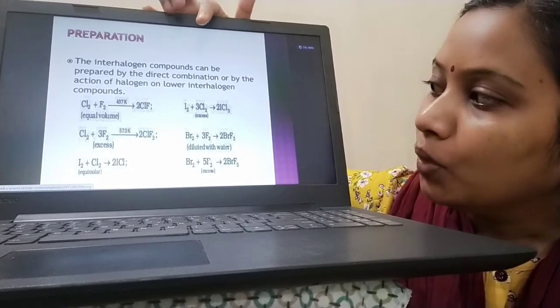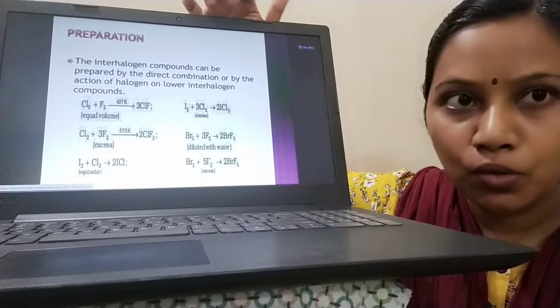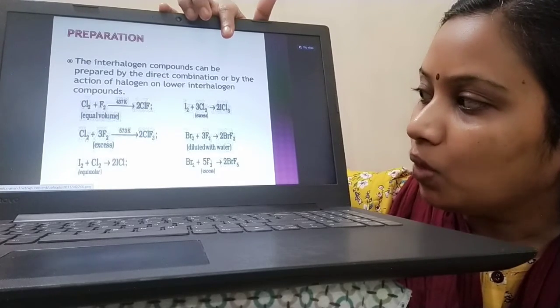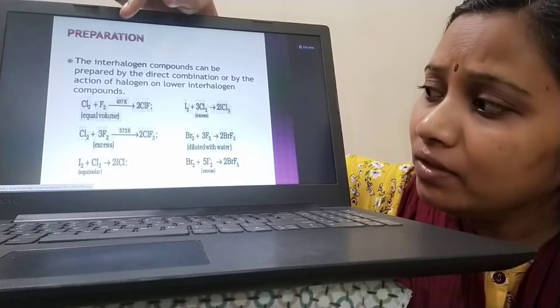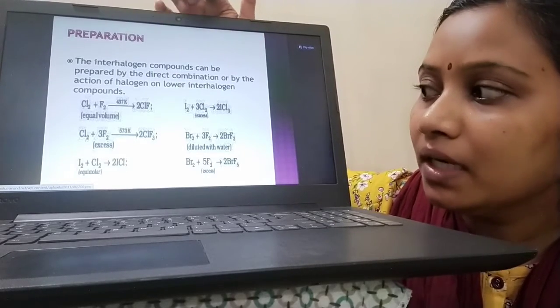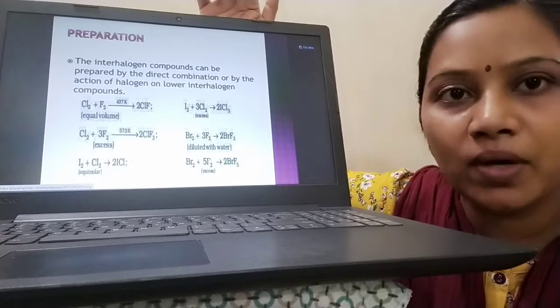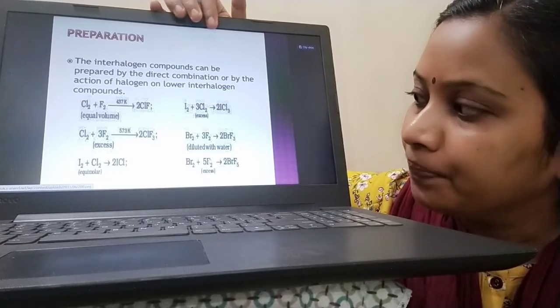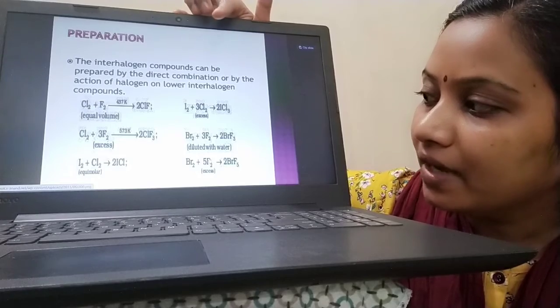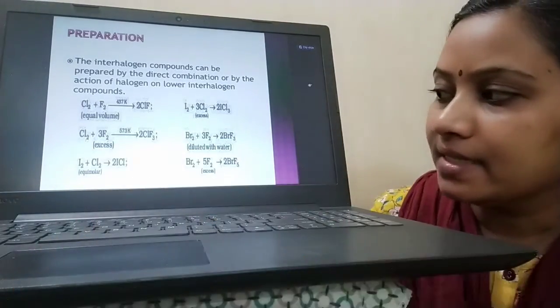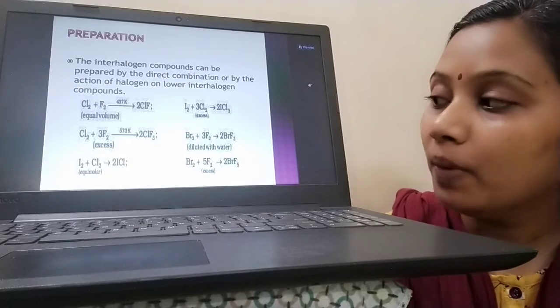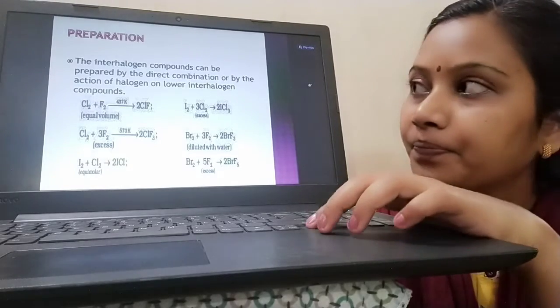Here bromine and fluorine are both in 2:2 ratio and I am diluting with water, so I get bromine trifluoride. Moving to the last reaction, I have an equivalent amount of iodine and chlorine, so I get ICl, iodine chloride. Now look into the reaction where I have taken bromine as well as fluorine. Fluorine is in excess here, so I get bromine pentafluoride.